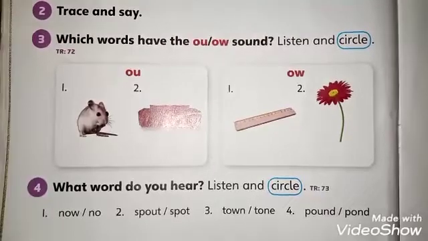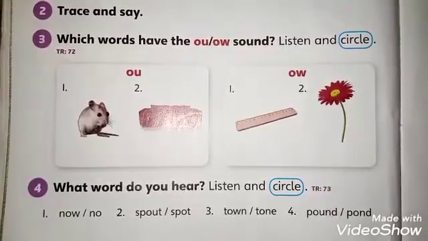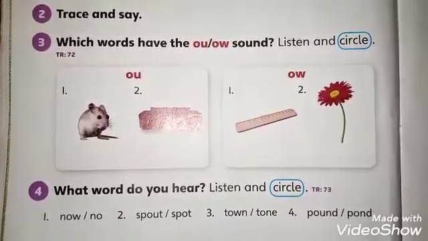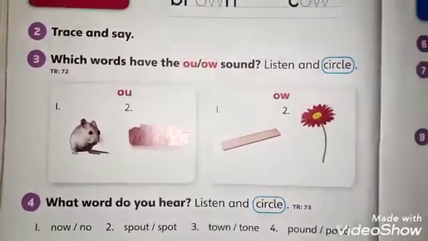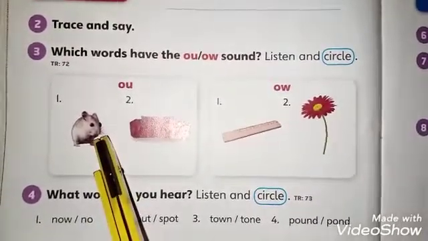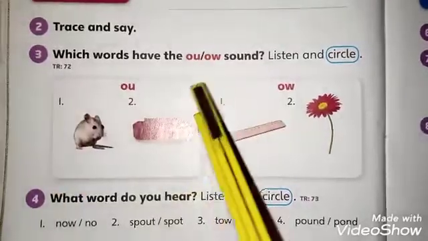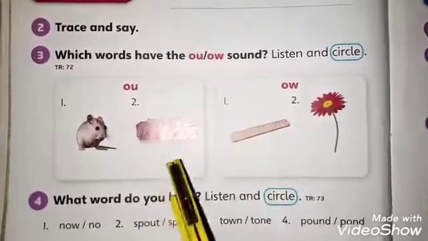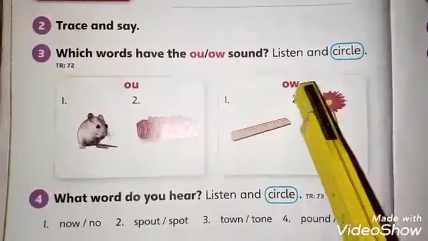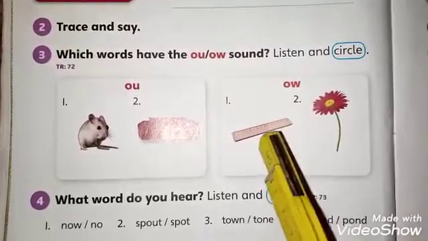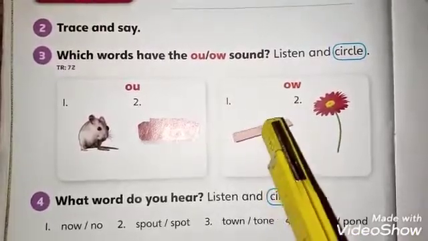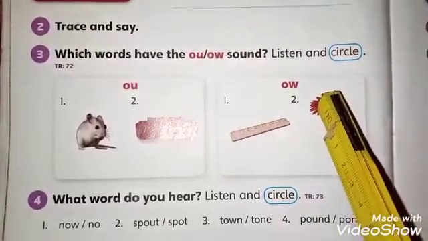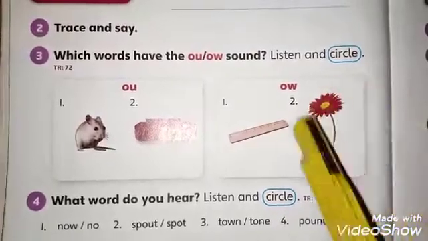Okay, now does mouse have the ow sound? Yes or no? Yes. The ow is in mouse, so let's circle mouse. And this is couch. We have the sound ow in couch. You can circle this also. Now let's move to OW. Look at the picture here. This is a ruler. A ruler doesn't have the sound ow. And the flower, we can hear the sound ow. Yes, you're going to circle the flower.